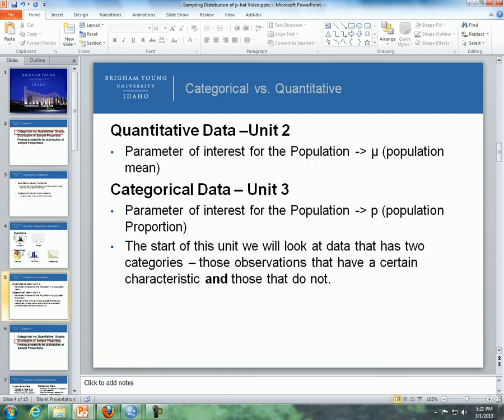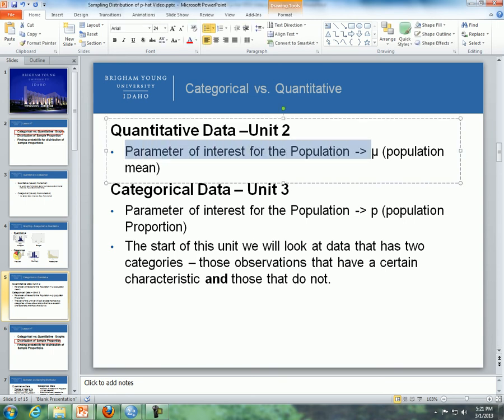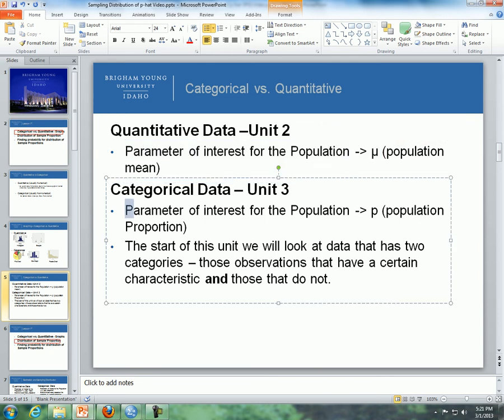Okay, so then continuing with categorical versus quantitative. In Unit 2, we dealt with testing with quantitative data. So the main parameter of interest for the population was mu, the population mean. Now for Unit 3, the parameter of interest for the population is p, which is the population proportion.